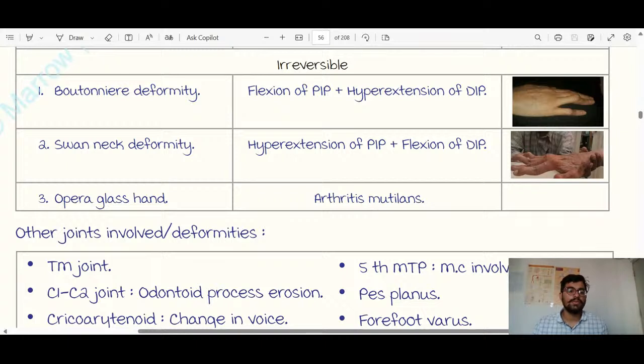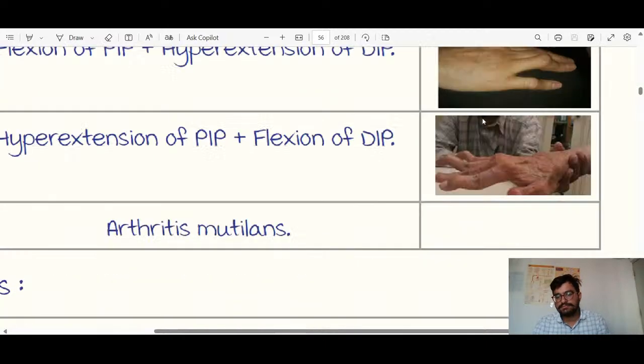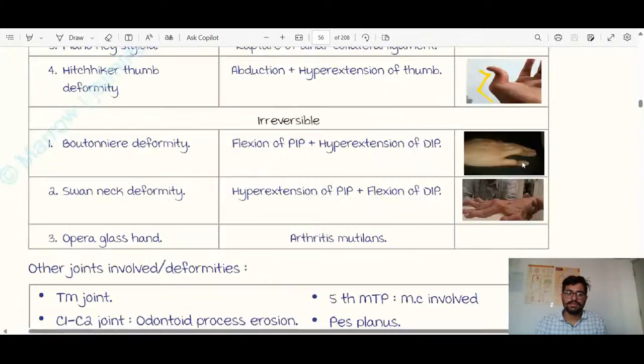So be aware of these irreversible things. One is a boutonniere deformity: flexion of PIP plus hyperextension of DIP. Boutonniere means you can see this deformity. Here you can see, I will focus on this image. You can see this boutonniere-like deformity in this. So be aware of these irreversible causes.